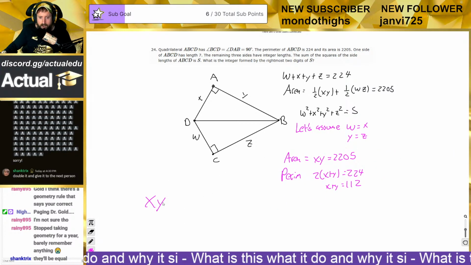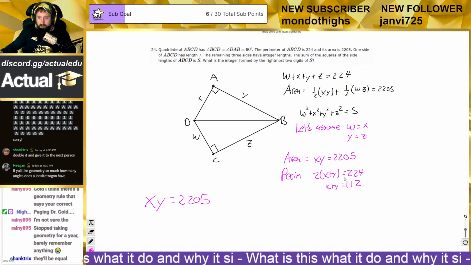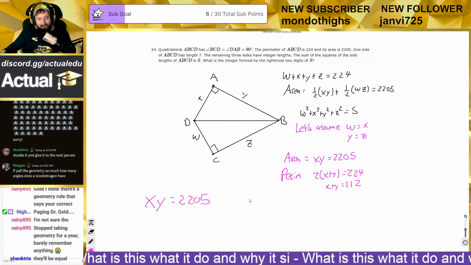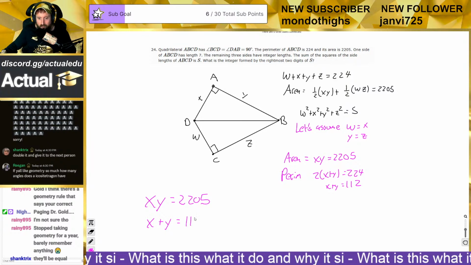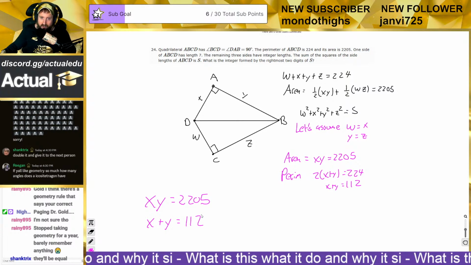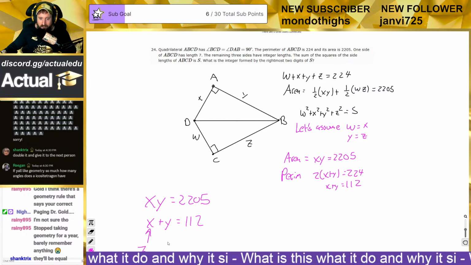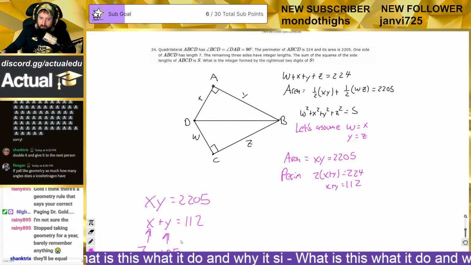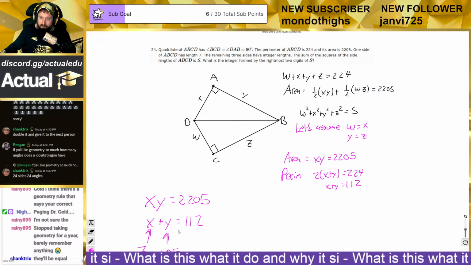Okay, so if xy is equal to 2205... I don't know this. Okay, then x plus y is equal to 112. And we know one of the sides has to be 7. Well, here's the interesting thing. Okay. If this is 7, right? Then this has to be 105. Right?